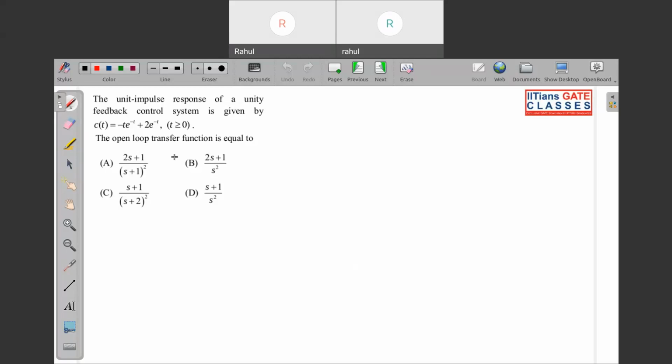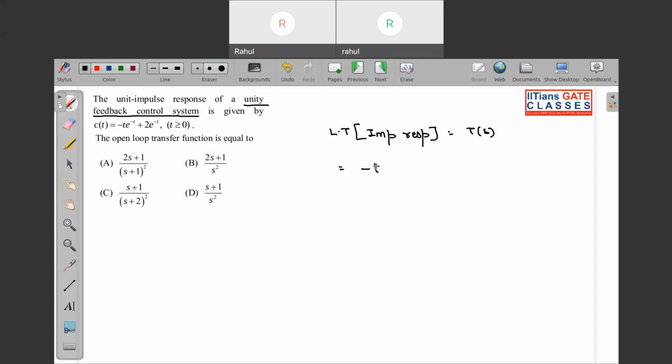So you can see over here, the unit impulse response of a unity feedback system is given by this, the open loop transfer function. Very simple. So this is the unit impulse response. So I need to take what? You need to take your open loop transfer function. So that is simply the Laplace transform of the impulse response, which is equal to your open loop transfer function over here. So look very carefully, this is a unity feedback control system.